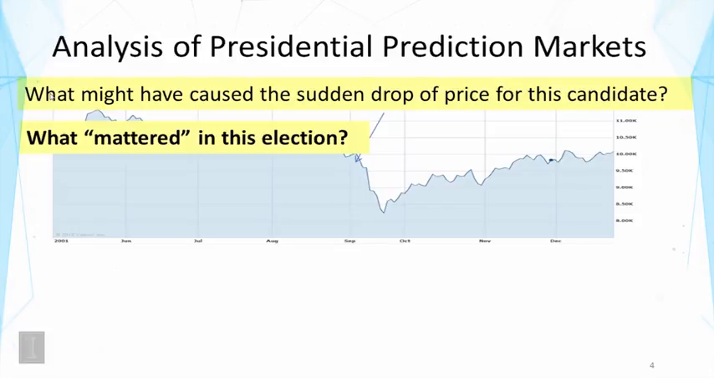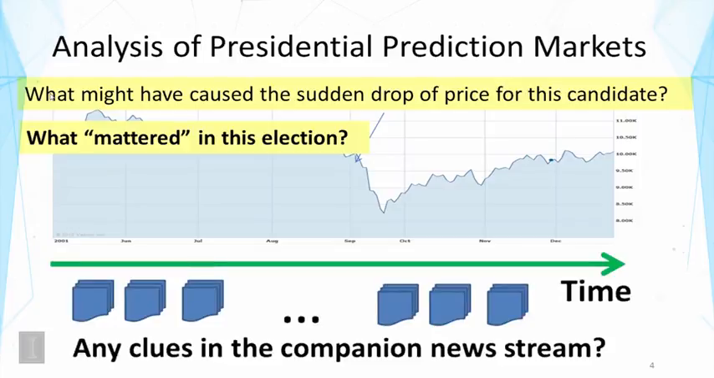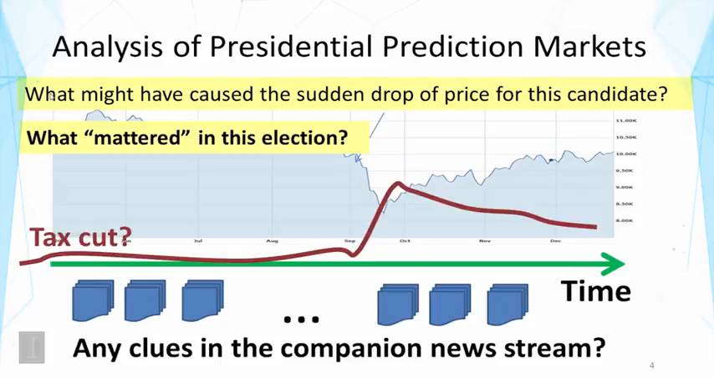Now, suppose you see a sudden drop of price for one candidate. You might also want to know what might have caused the sudden drop. Or in social science study, you might be interested in knowing what mattered in this election, what issues really mattered to people. Now, again, in this case, we can look at the companion news stream and ask the question, are there any clues in the news stream that might provide insight about this? So, for example, we might discover the mention of tax cut has been increasing since that point. So maybe that's related to the drop of the price.